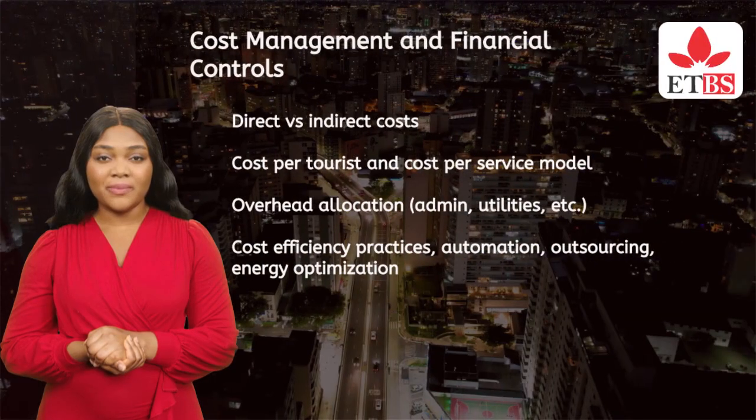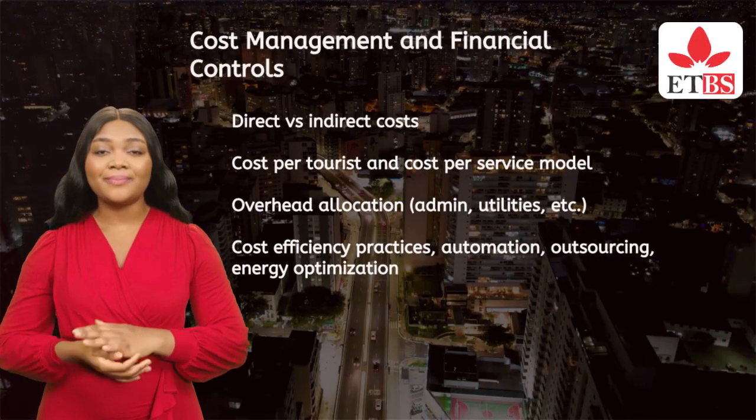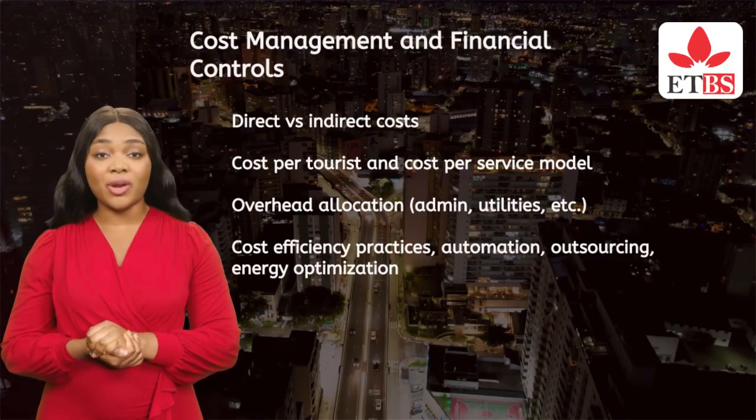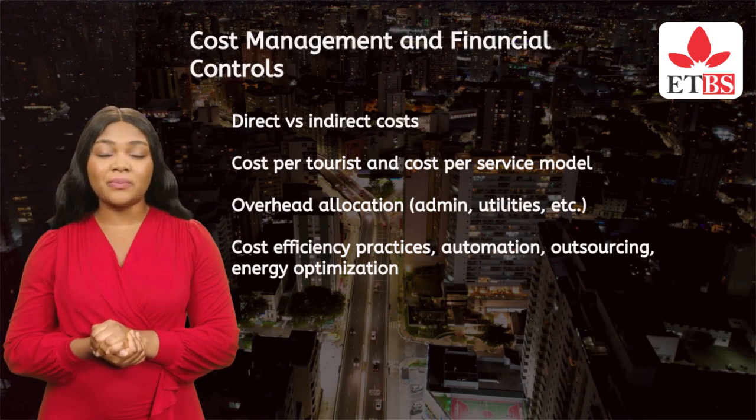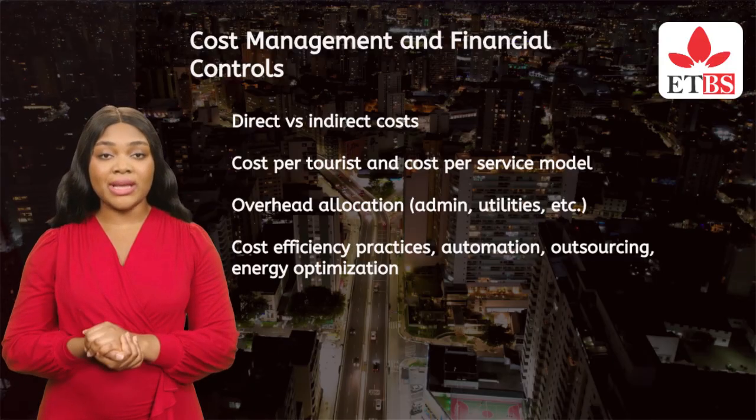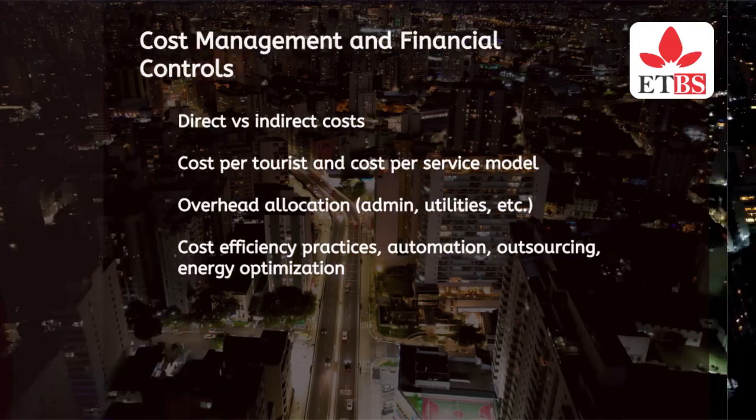4. Cost management and financial controls. Direct versus indirect costs, cost per tourist and cost per service model, overhead allocation, admin, utilities, etc. Cost efficiency practices: automation, outsourcing, energy optimization, fraud detection, and financial audit in tourism firms.